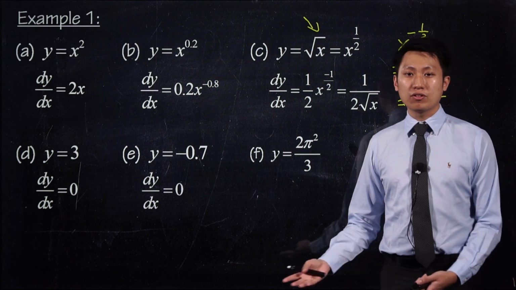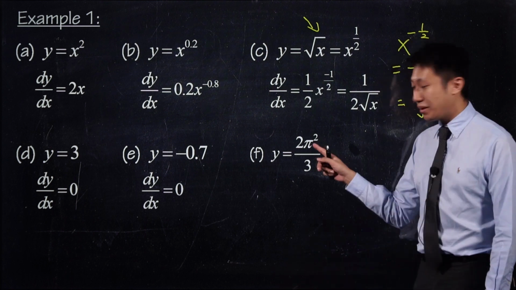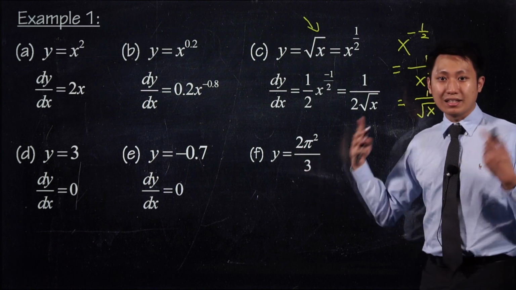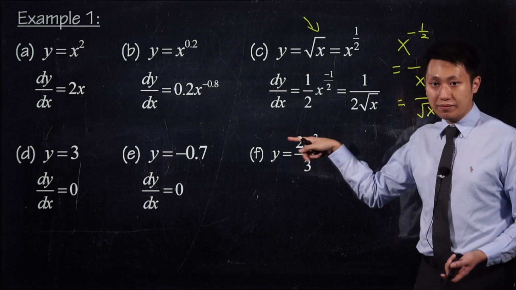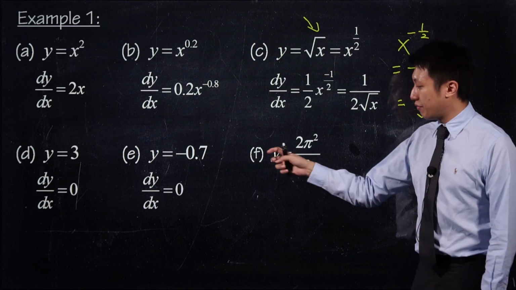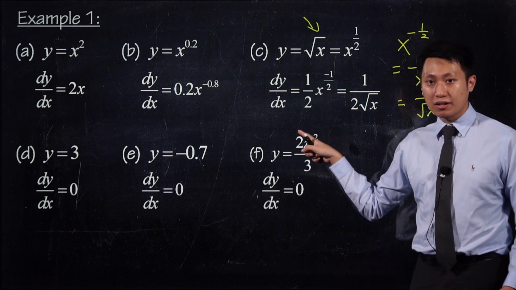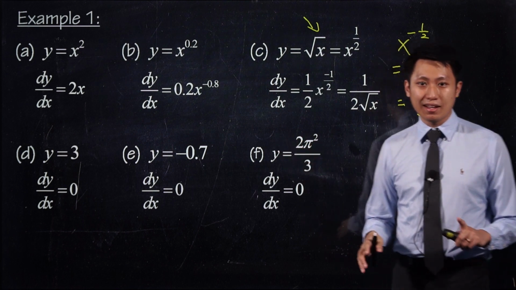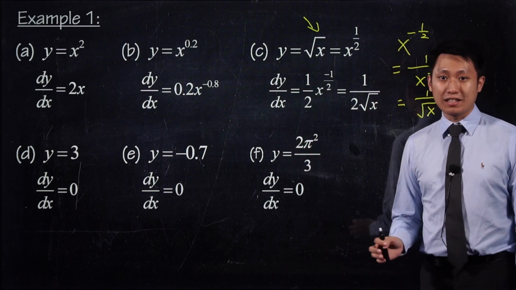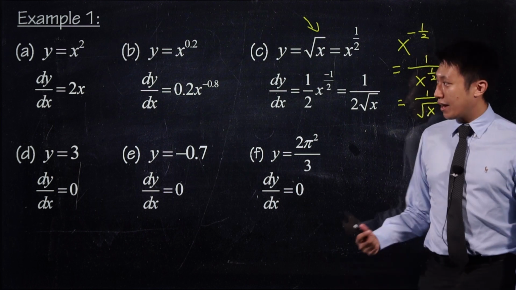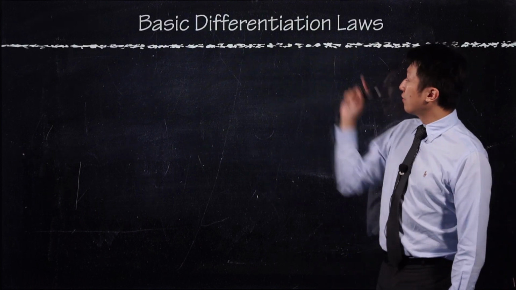Pi is 3.14159 and so on. So that will be a number. Number squared is still a number. Multiplied by 2 over 3, it's still a number. So this whole thing, you can see it's a number. Differentiate this, you get 0. Don't get fooled by this one, although it looks a bit weird there. A little bit complicated, but the differentiation is just 0. Alright, let's go. Basic differentiation laws.